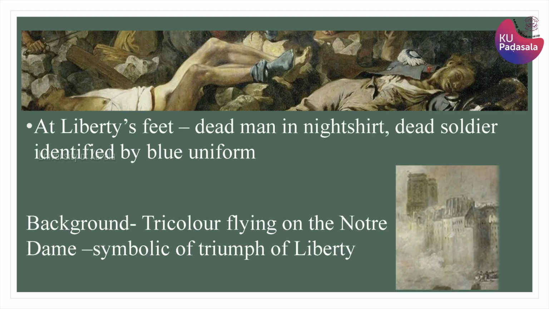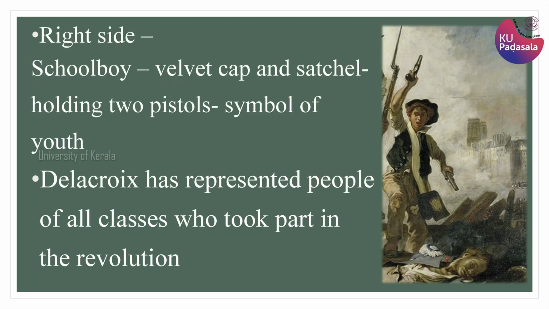And if you look at the ground, you find that it is scattered with dead bodies, with injured people. And at the feet of Liberty, you have a man requesting her for help or looking for inspiration. On the right side of the painting, you find a wild-looking schoolboy, very energetic. And you understand that he is a schoolboy from his velvet cap and the satchel that he holds. Now, this boy is holding two pistols, and he is a symbol of youth.